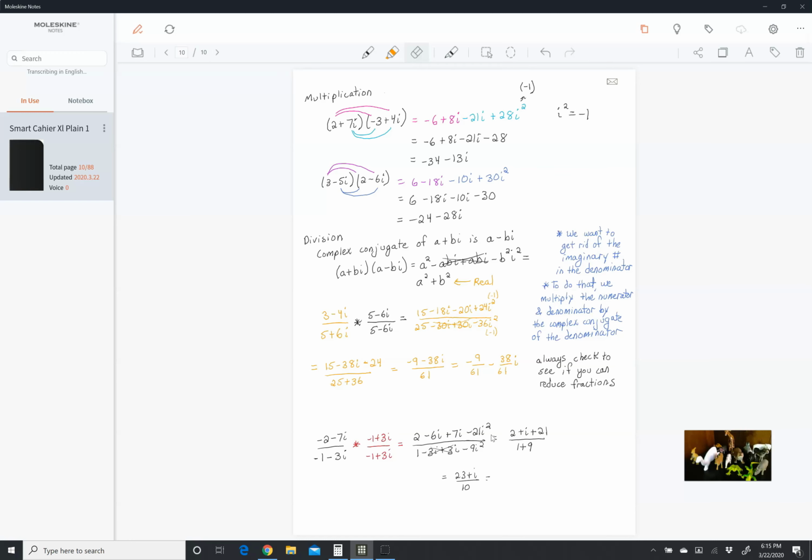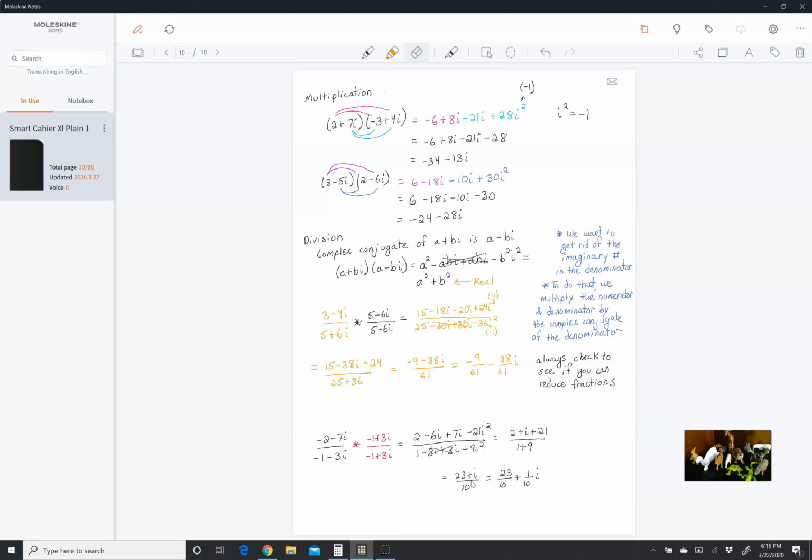And again, when we divide this, it turns out that we can't reduce, okay? And a lot of them you won't be able to reduce. Some of them you will. You should always check for that. Notice that this plus i, we wrote it as 1 over 10. Even though there's no coefficient, there is an invisible coefficient, and that coefficient is 1.